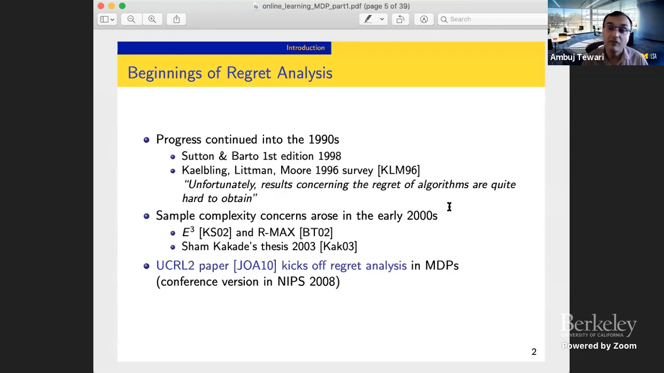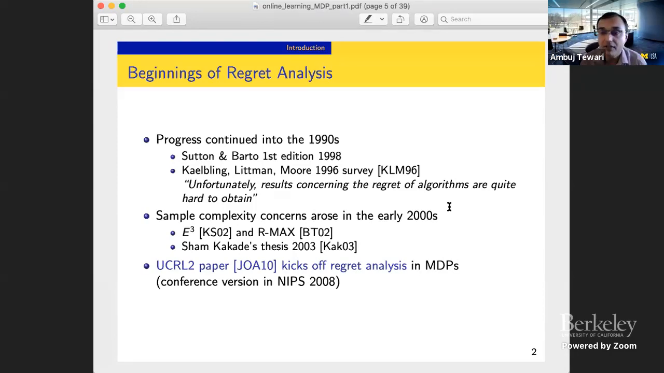And there was an influential survey written in 1996 by Kaelbling, Littman, and Moore. I was rereading it while preparing this tutorial, and I was very surprised to find a sentence. So I quote from that paper. They're discussing how to theoretically evaluate reinforcement learning algorithms, and they say, unfortunately, results concerning the regret of algorithms are quite hard to obtain. And that gave me a really nice feeling, because within a span of about 10 years, sort of the late 2000s, the first results on regret analysis in reinforcement learning started to come up.